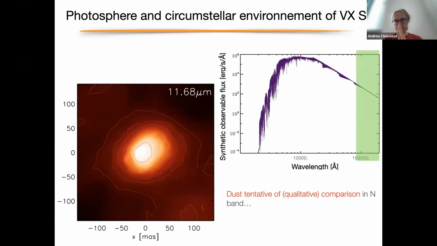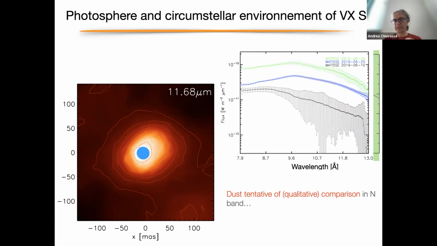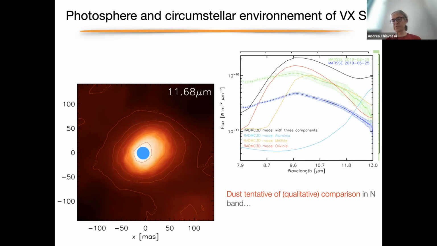But I also want to show that we made a tentative dust qualitative comparison, because in this part, the star, which is the blue dot on the left, is actually surrounded by something, which is dust. And we try to explain this using different radiative transfer 3D approaches and different dust components, but just with a qualitative approach.